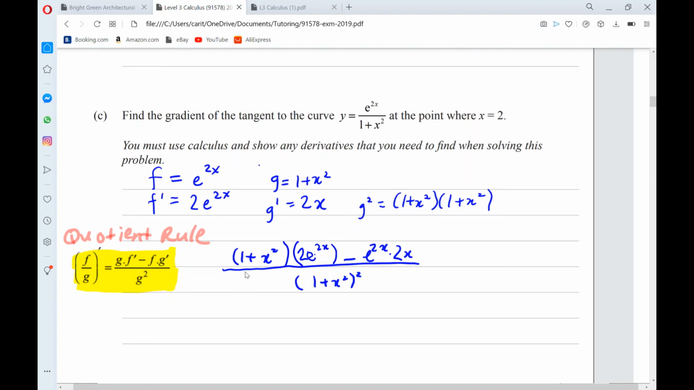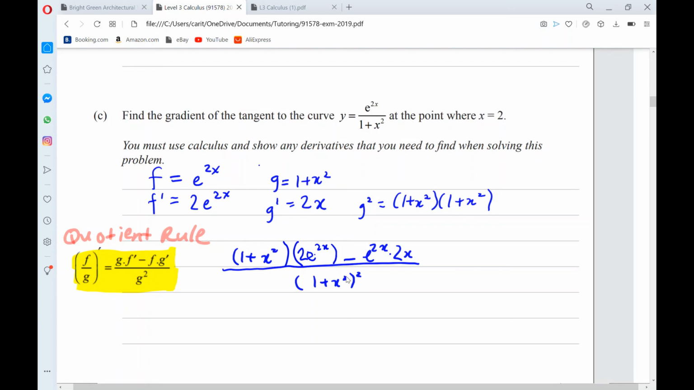each part together. So if you want to differentiate that function given there, we multiply g by f dash, which becomes 1 plus x squared times 2e to the power of 2x, minus f times g dash, which becomes minus e to the power of 2x times 2x, and the denominator just becomes g squared, which is 1 plus x squared times itself.